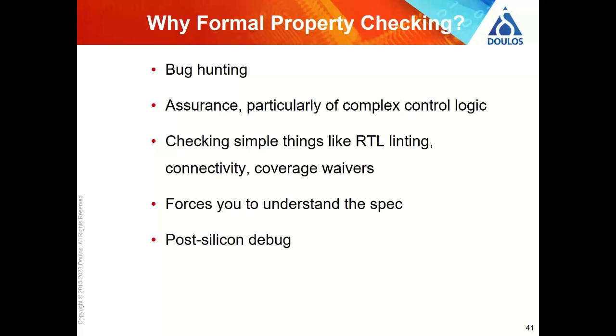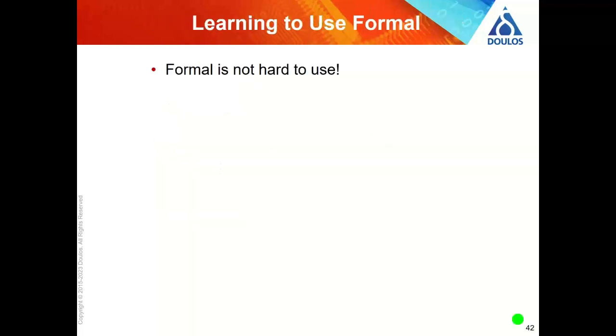It's a good idea to use formal from the point of view of getting you to understand the spec, because if you have to write the properties, you have to start thinking about the specification in a much more formalized way. Does it make sense? Are there any inconsistencies or anomalies? They become pretty clear when you start trying to write a property. And you can even use it right the way through to debugging post-silicon. So as I said, formal is not hard to use, despite what you might have heard.